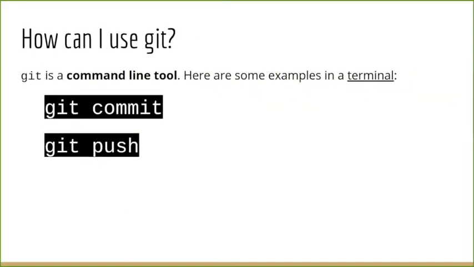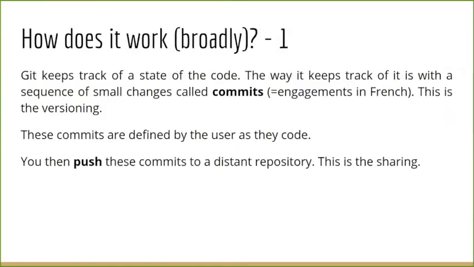How does it work broadly? Git is a tool that keeps track of the state of a code. And the way it does that is it uses commits, "engagement" in French. And these commits are defined by the user as their code. And when you want to share this code, you have to push all those commits to the distant repository. I didn't say it, but the commits, so the engagement, are the versioning part. So each time you commit a part of the code, you say, I commit to this part of the code being in my state of code.